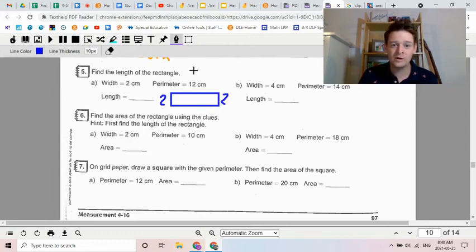So now I've used up 4 out of my 12, which leaves me with 8 left over. Am I right? I think so. So that means I should have 4 and 4 for my lengths, which means my length is going to be 4 centimeters. And let's just make sure it all adds up to 12. 2 plus 4 is 6. 2 plus 4 is 6. 6 plus 6 is 12.